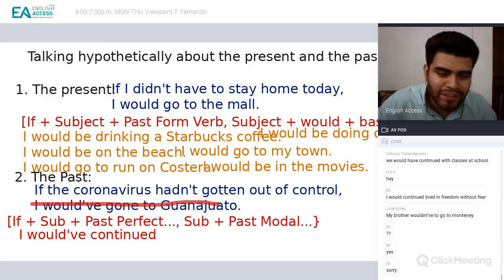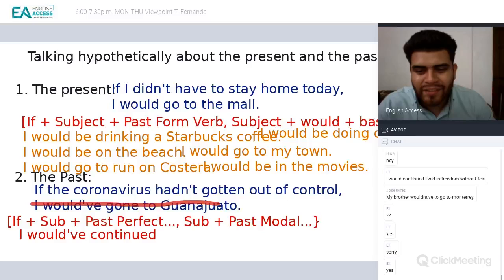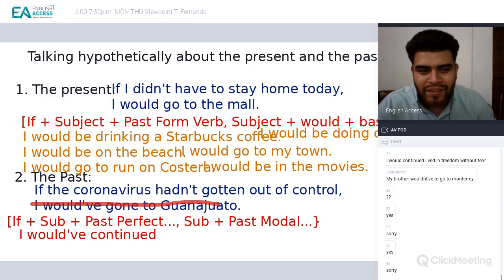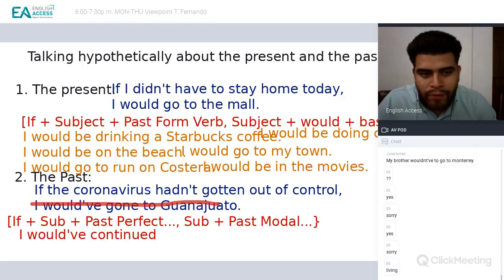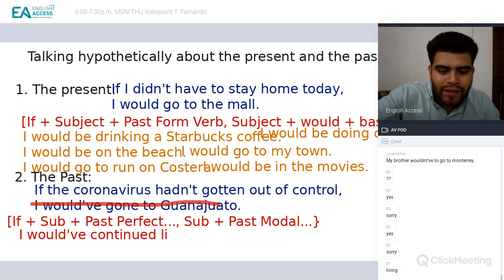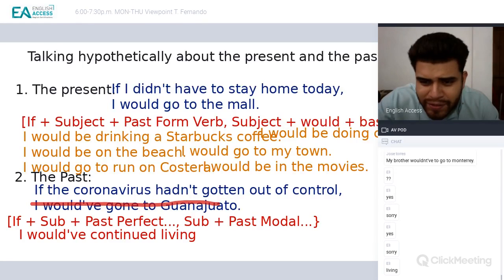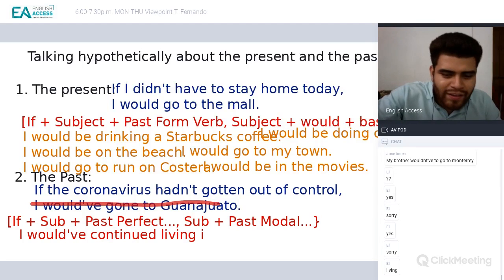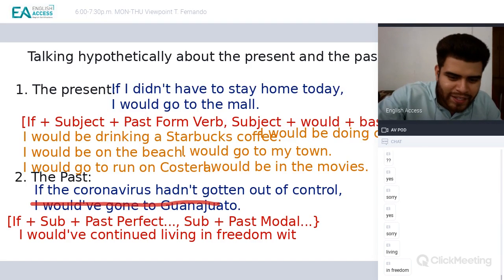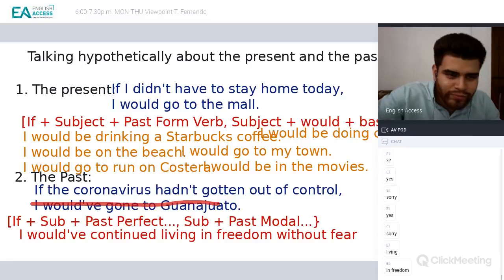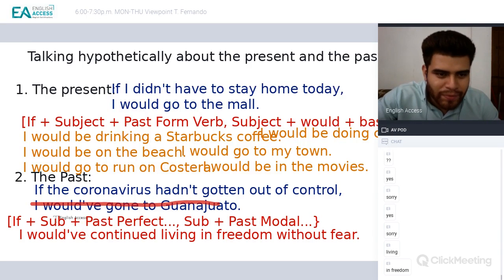Ellie? After continue, you need the verb ing. So it would be I would have continued living. Living what? I didn't see it. Let me see. I would have continued living in freedom without fear. Yeah, it's so true. Me too. I do live in fear.